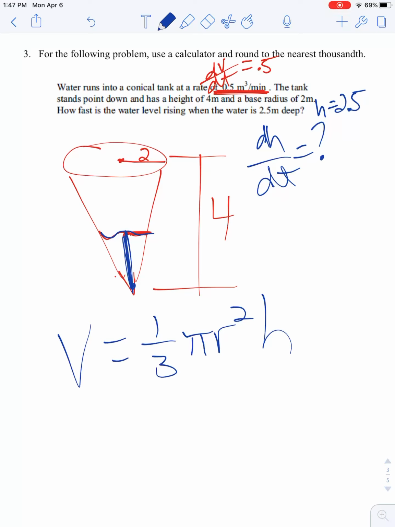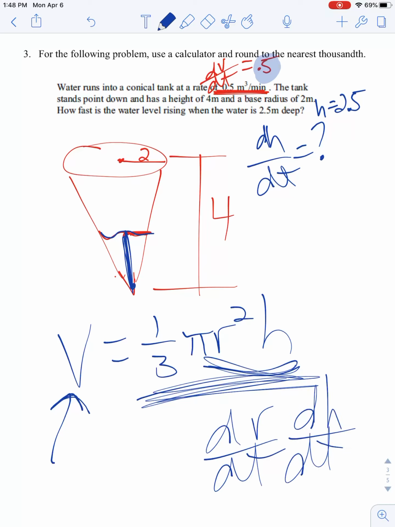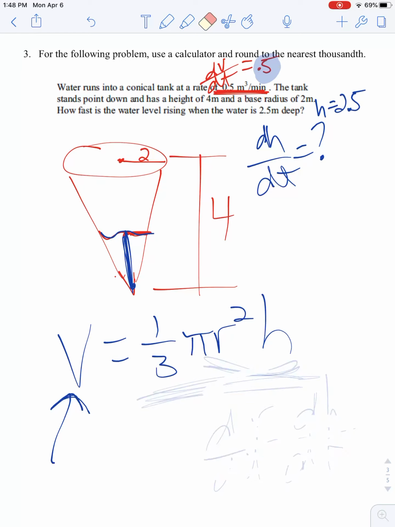Think about taking the derivative. When I take the derivative of this, I get dV dt. That's fine, we have it up here. When I take the derivative of this, first of all, I would have to use product rule because I have two variables. I would get a dr dt and I would get a dh dt. The problem is, were we given any information up here about dr dt? No, we were not. So this is the time you have to do a little trick.